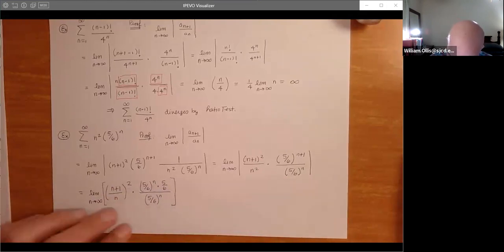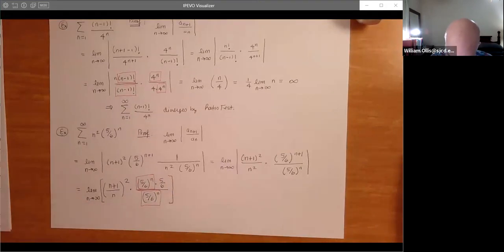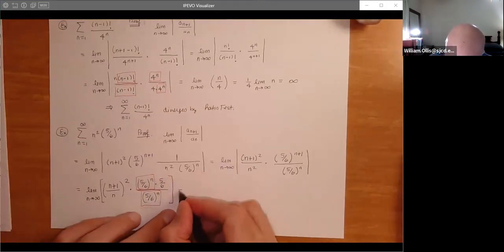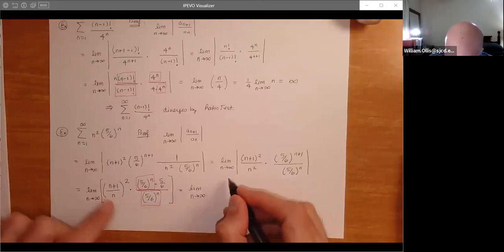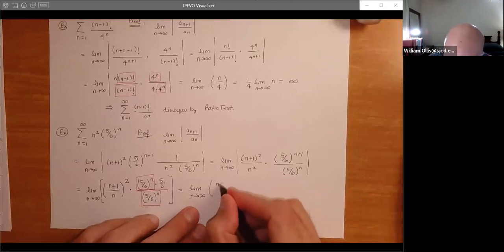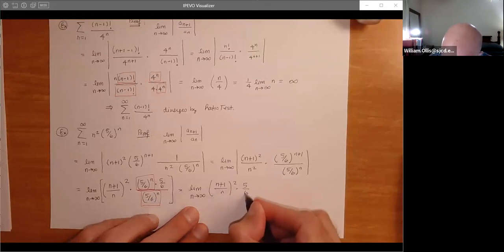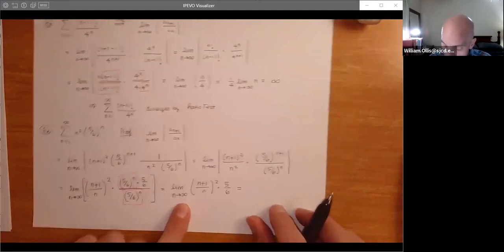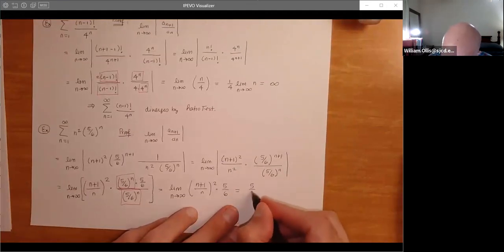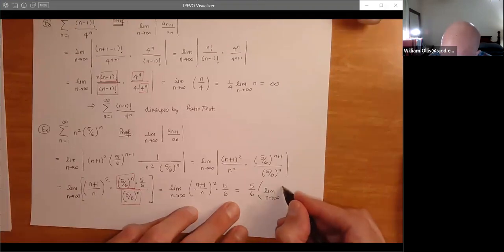So now, of course, the nth powers absorb. So we get the limit as n passes to infinity of ((n plus 1) divided by n) quantity squared times 5/6. Now, at this point, if you like, you can factor out the 5/6 since it's a constant. We've got a limit, and then if you like, you can run the limiting process inside. You don't have to. This is like a pre-calculus limit, but it's fine if you do.